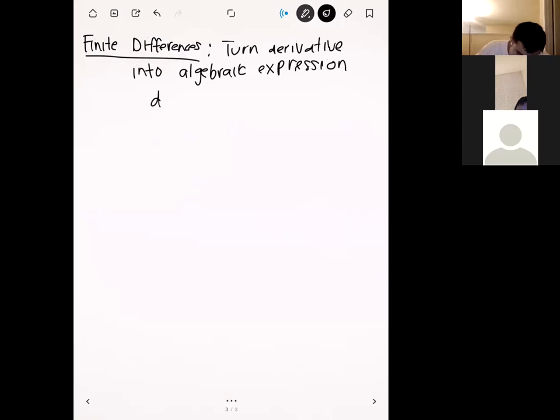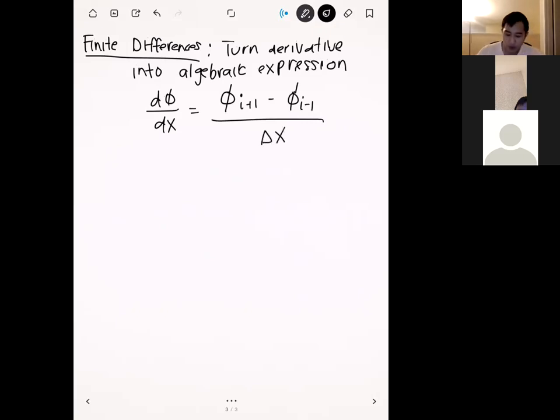Maybe we have d phi dx. We have a derivative of a function phi with respect to x. The way that we can approximate this might be something like this. We take the difference between the solution values at 2 locations in our grid, and we divide it by the grid spacing. Okay, and that's kind of a reference to maybe something like a line like this.